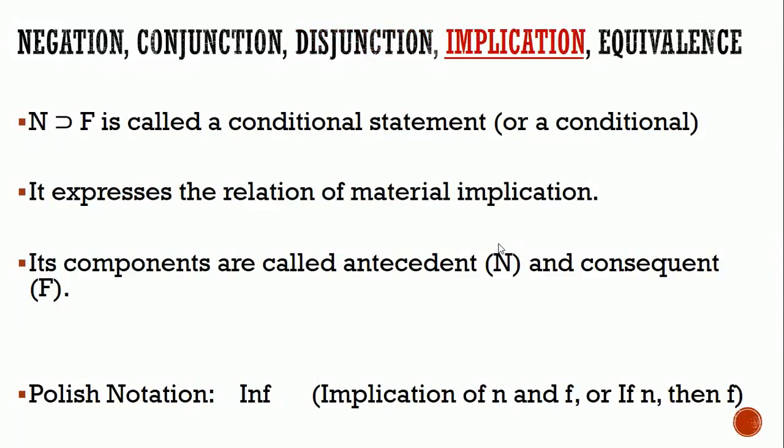All right, implication. These are conditional statements. If N, then F. We use the horseshoe. It expresses a relation of material implication. Its components are called antecedent and consequent. We don't want to mix these up, the antecedent and the consequent. In Polish notation, capital I, lowercase n, lowercase f, the implication of n and f. If n, then f.